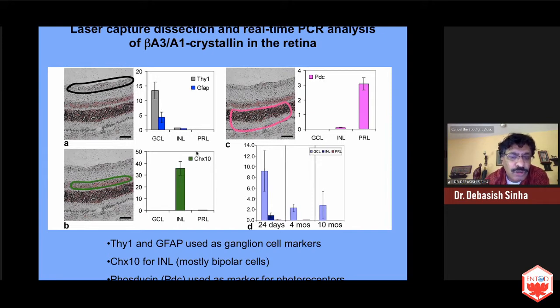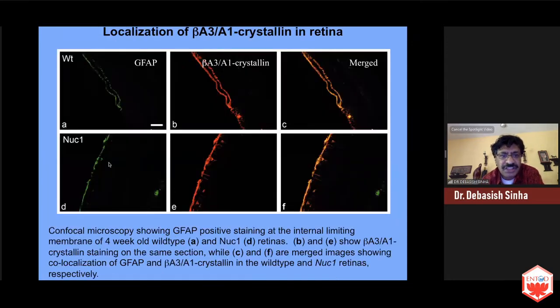I'm not going to go into that for today's talk. We know that it is also expressed in the RPE layer, but here it shows that it is mostly expressed in the nerve fiber layer. As you can see, by 24 days there is some expression, by 4 months, but by 10 months the expression is more or less gone. And this shows, what I'm telling you, that it is the nerve fiber layer. We took markers such as GFAP, phosphodiesterase for photoreceptors, and Chx10 for the inner nuclear layer. So further, what we did is we looked into both ganglion cells and astrocytes.